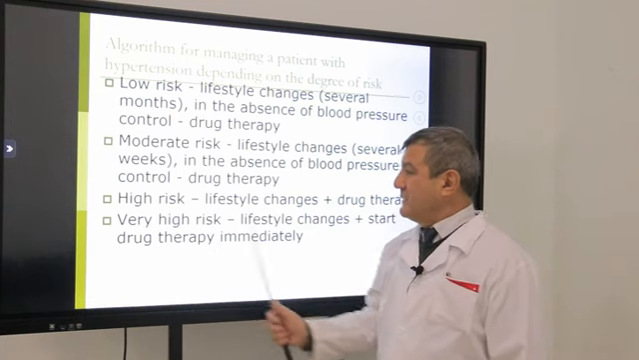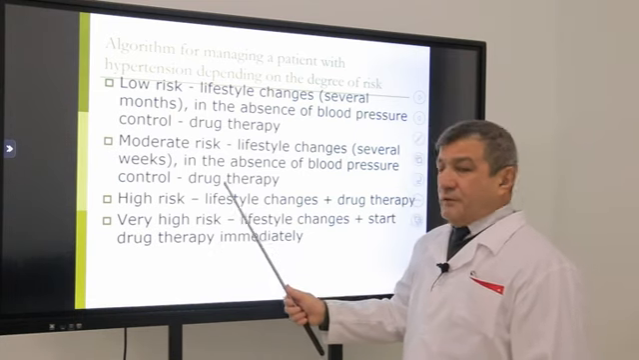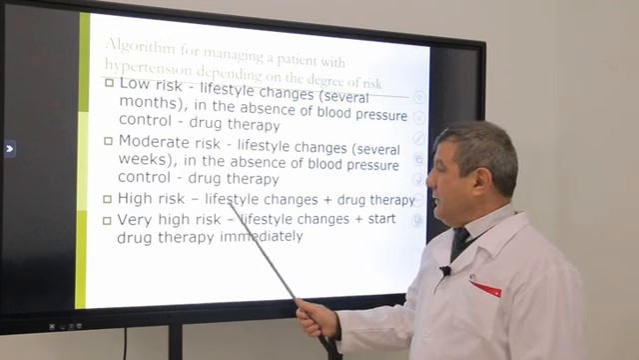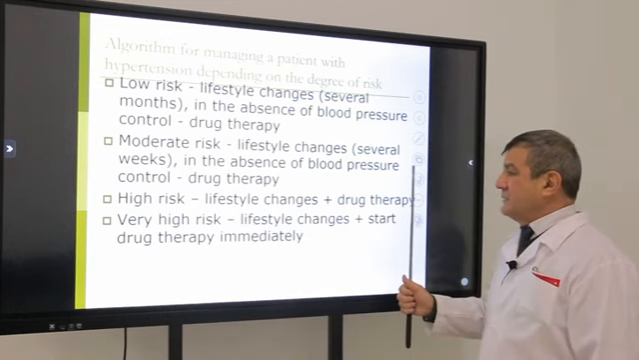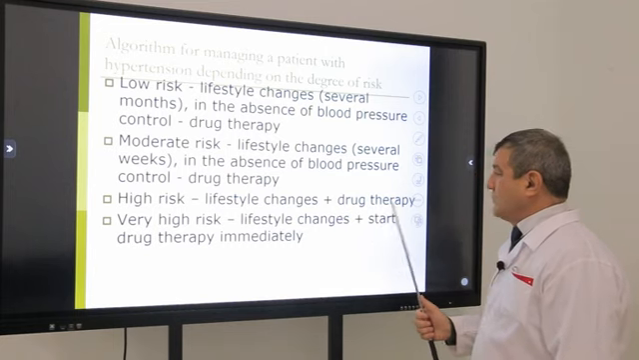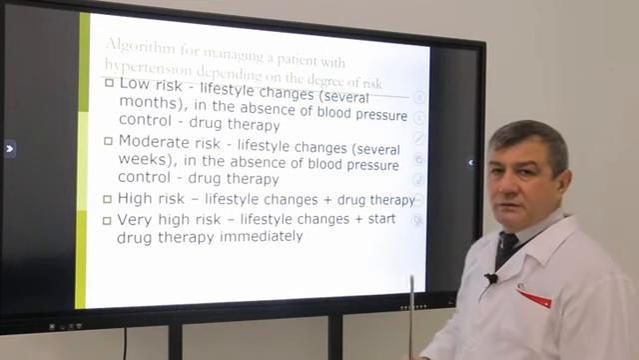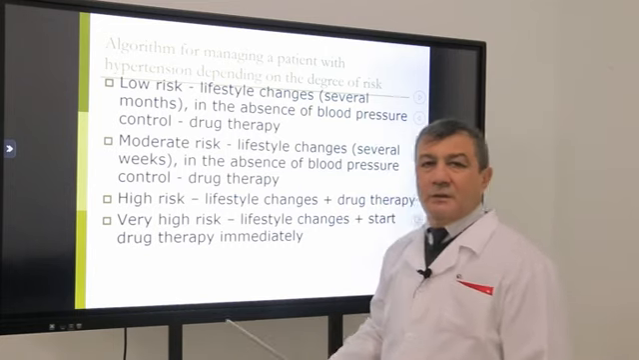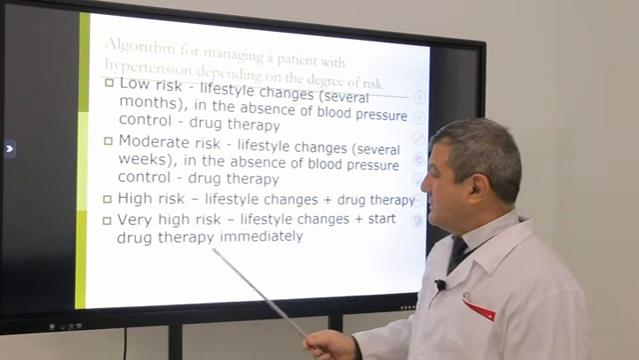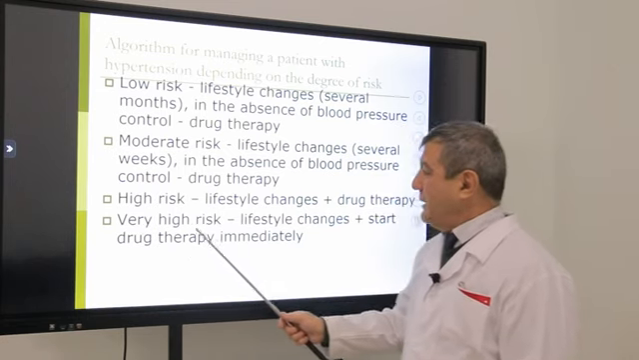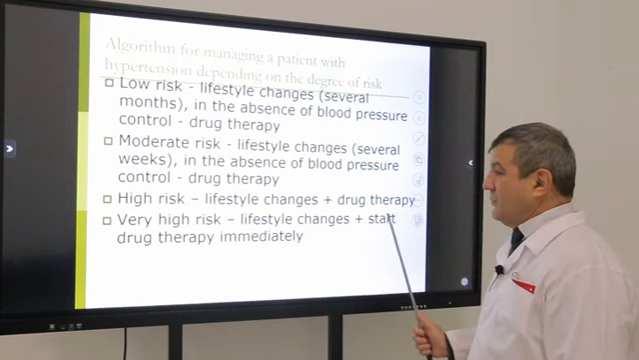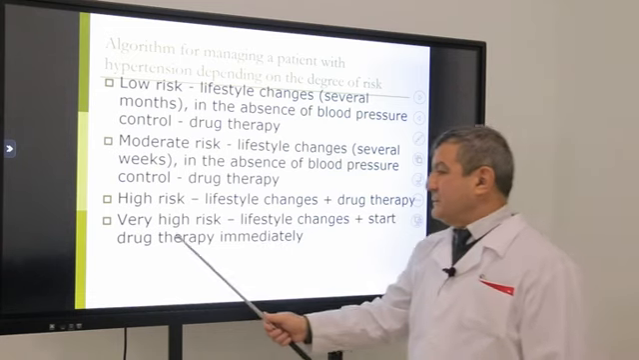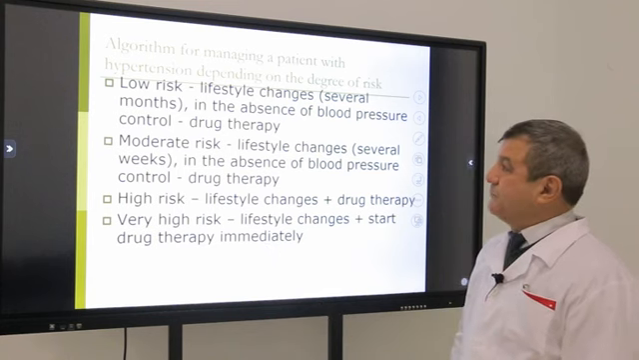Next one, high risk. If the patient has high risk, we have to recommend lifestyle changes, and immediately we have to recommend drug therapy. Antihypertensive medicines we have to recommend at the time. Very high risk also, we have to recommend lifestyle changes plus start drug therapy immediately.